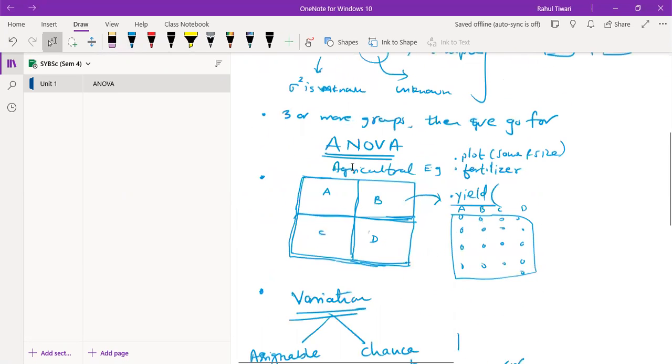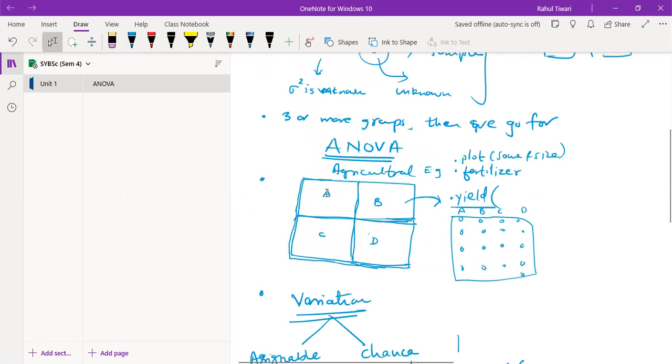As I mentioned, if I have applied fertilizer A here and fertilizer B here, they are independent. Or somewhere I have given students a task, and it is the same task, but they don't know each other.